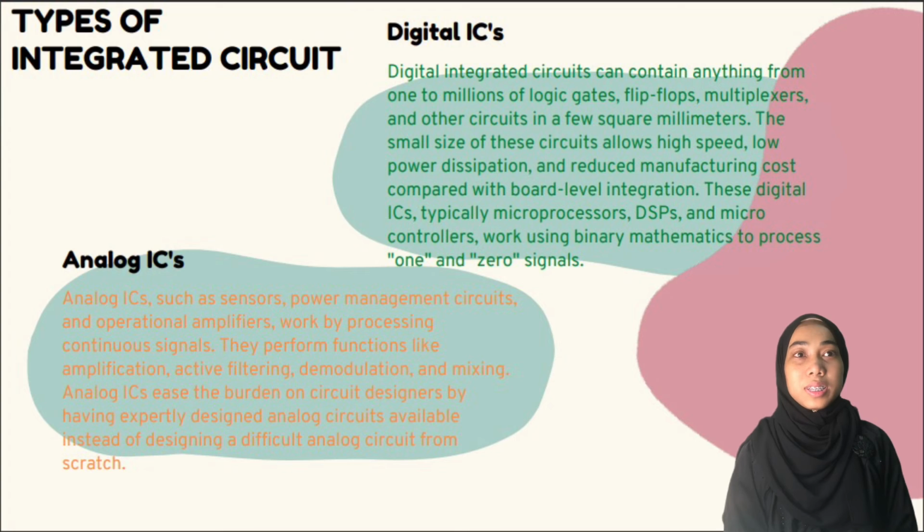A digital integrated circuit can contain anything from 1 to millions of logic gates, flip-flops, multiplexers, and other circuits in a few square millimeters. The small size of this circuit allows high speed, low power dissipation, and reduced manufacturing costs compared with board level integration. These digital ICs, typically microprocessors, DSPs, and microcontrollers, work using binary mathematics to process 1 and 0 signals.